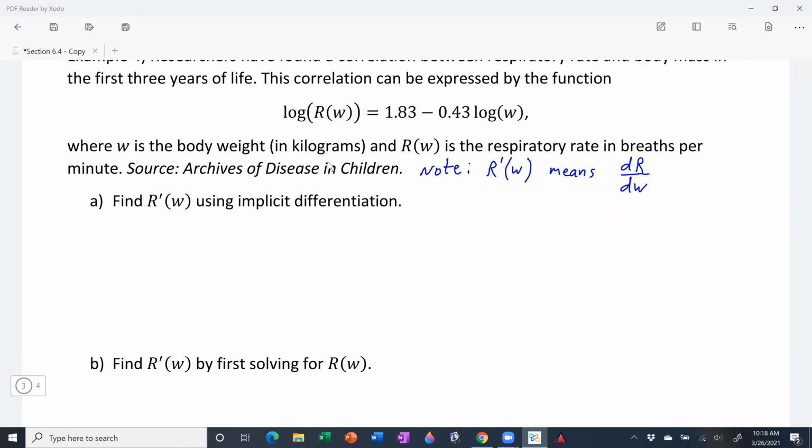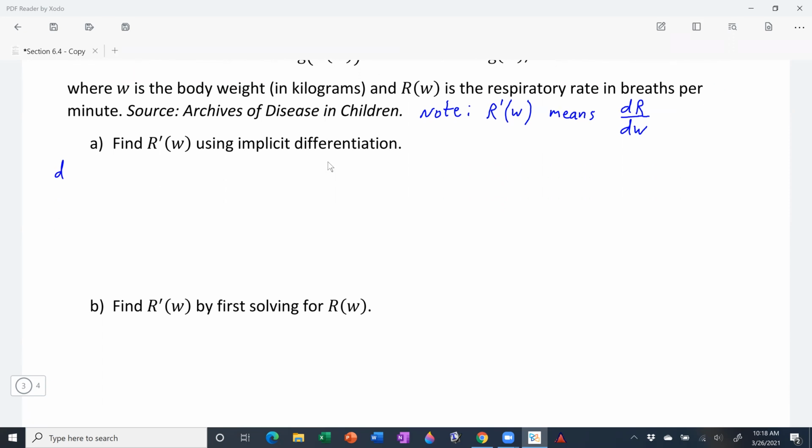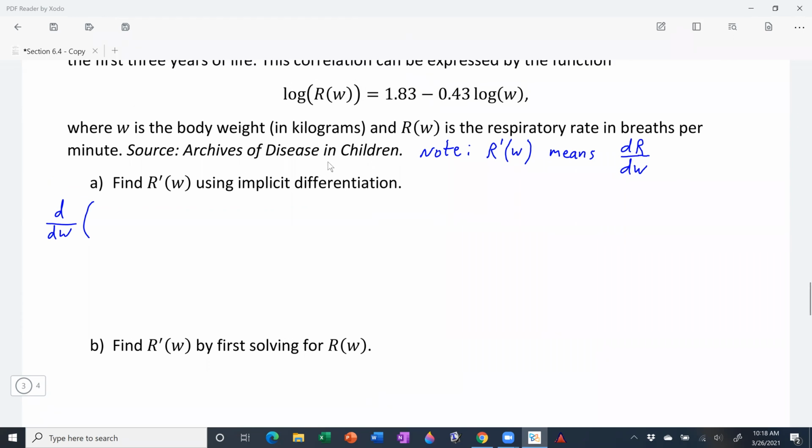Let's go ahead and find the derivative implicitly. Let's just take the derivative with respect to W on both sides. So I'll go ahead and write that. I'm going to need a little bit of space here because I want to do some interesting things. So let's write that as d over dW of both sides. So d over dW of this log of R of W. Okay, a lot of parentheses there. And then just d over dW, derivative with respect to W on both sides.